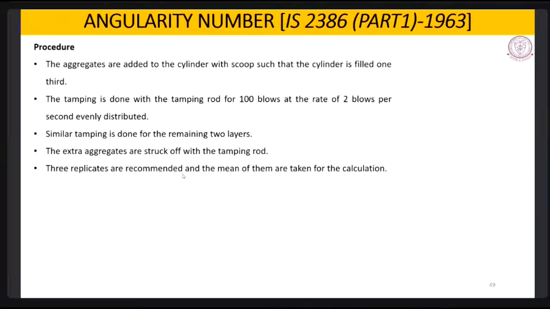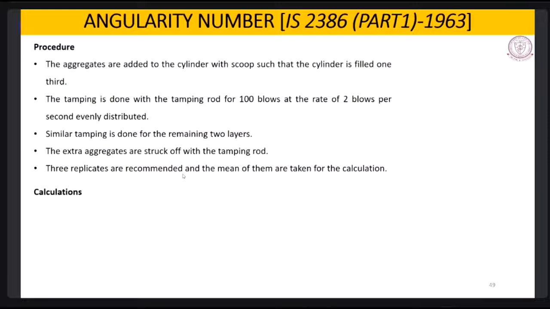Replicates should be done in any test. It is better to do some replicates. You should not rely on only one test. Suppose you are doing the abrasion test, you should try at least 3 replicates because these tests are very variable and depend on the aggregates you have taken. So it is recommended to do 2 to 3 replicates for every test and take the mean of them.